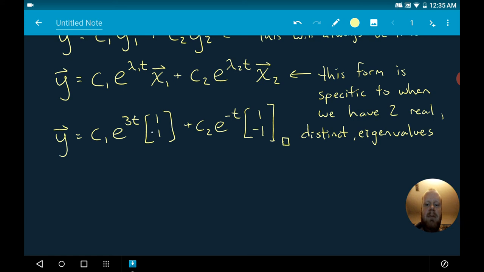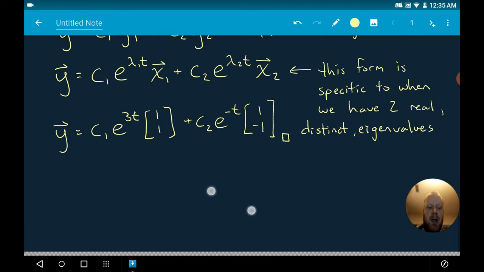It also lets us have lots of different eigenvalues and different eigenvectors. Eigenvalues should always be the same.